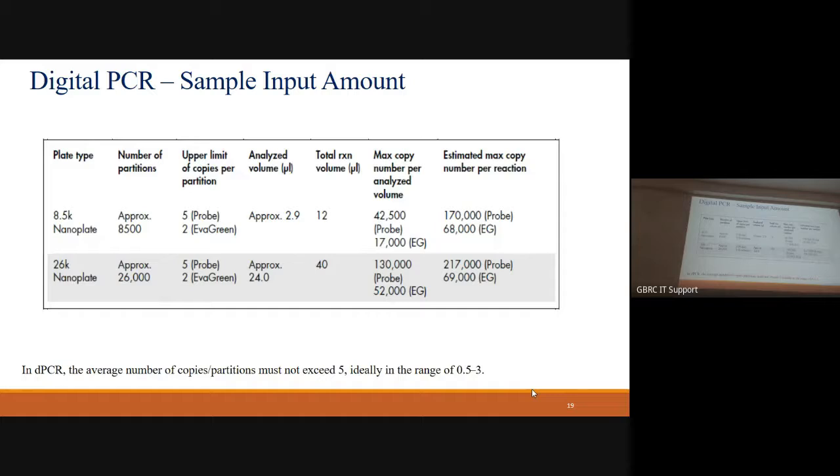So now, what are the limits of detection? Suppose the two plate formats coming with the digital PCR are 8.5 thousand partitions and 26,000 partitions. So in this, around 8,500 partitions will be there, and here 26,000 partitions will be there. As in practice, suppose we have used this 26,000 partition plate, and there we loaded 40 microliters of sample. From this 40 microliters, your analyzable volume is this much only. So from 40 microliters, the analyzable volume for this is 24 microliters, here approximately around 3.